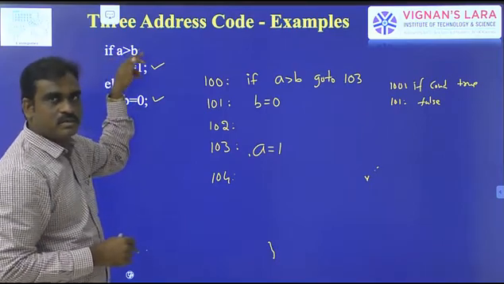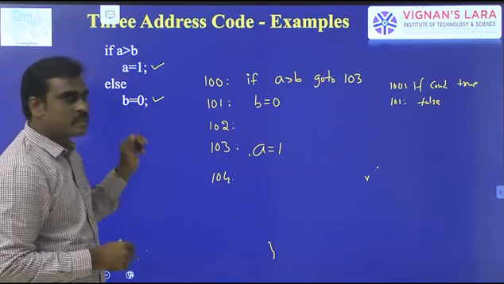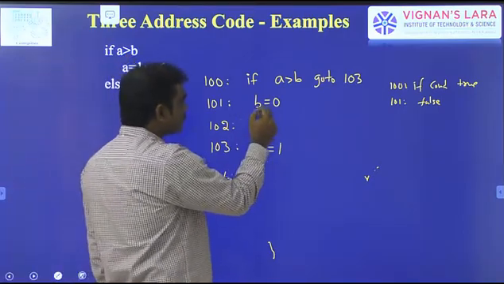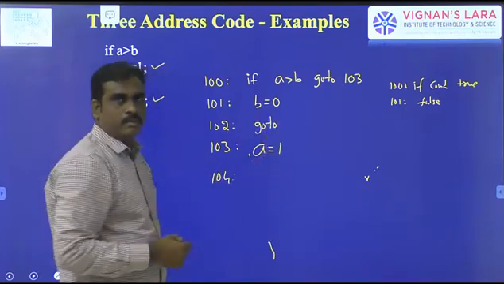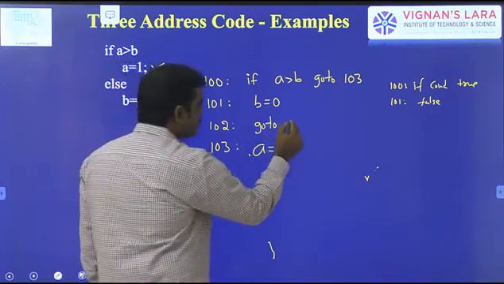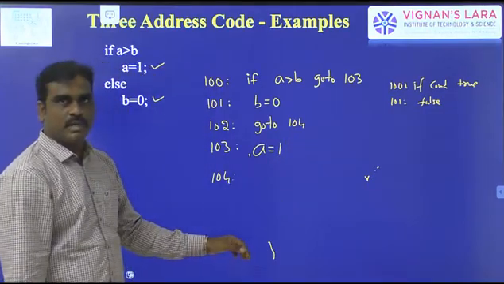If the condition is true, this is the answer. If the condition is false, this is the answer. That's why here we can put exit from the block. That's why you can give go to 104. What is 104? Empty. Okay?